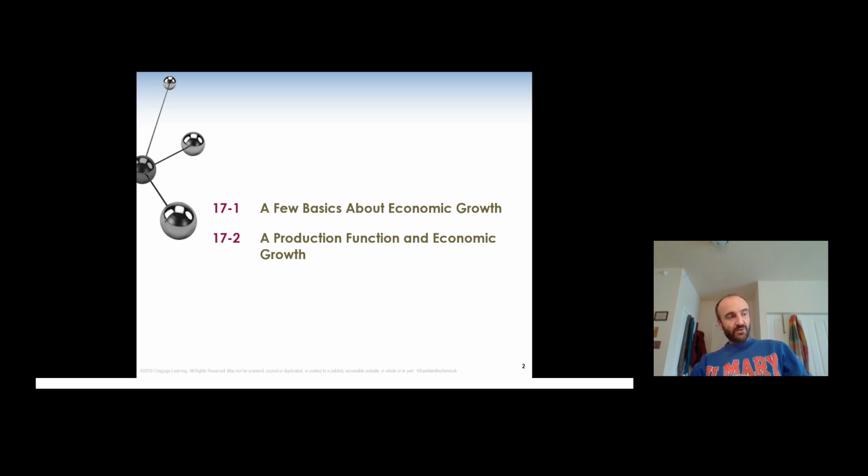trying to define economic growth, and then let's see which factors can influence economic growth in a positive or a negative direction. So let's start with a few basic facts about economic growth, and then we'll deal with some further details of the theory later on.